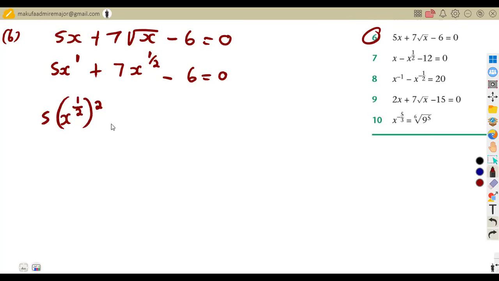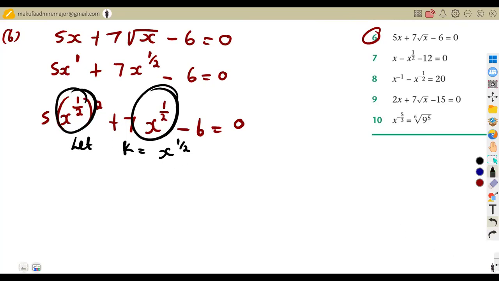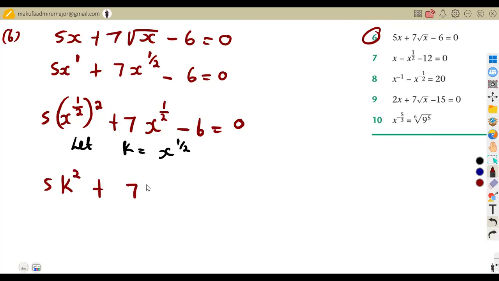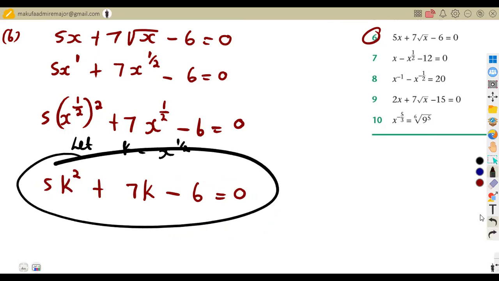Once we have it in terms of this, we now have a normal quadratic equation that we are used to, where we can solve it directly, or we can introduce k just like in the previous case. Let k be equal to x to the exponent of a half. So here we introduce k. That means we've got 5k squared plus 7k minus 6 is equal to 0. There we are supposed to solve for k just like a normal equation. Is it by factorization? Is it by the quadratic formula? You solve this equation.